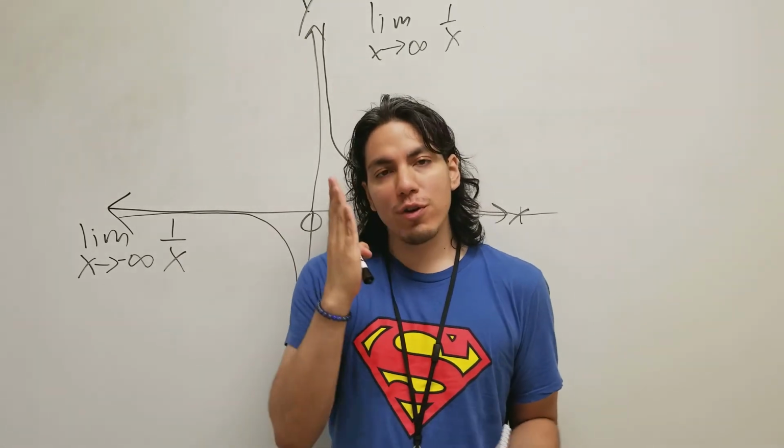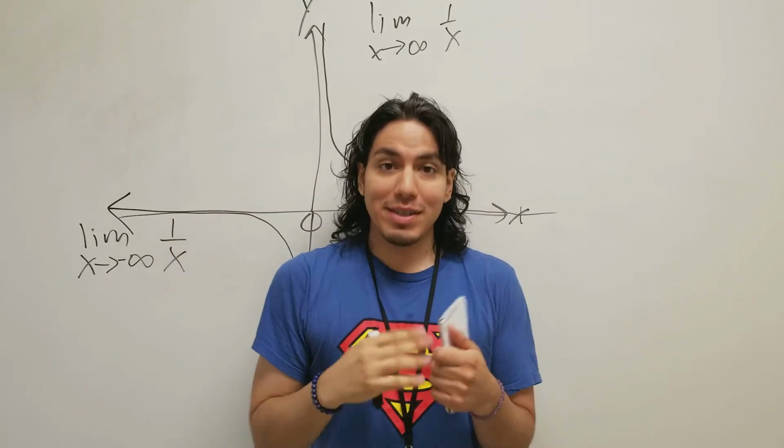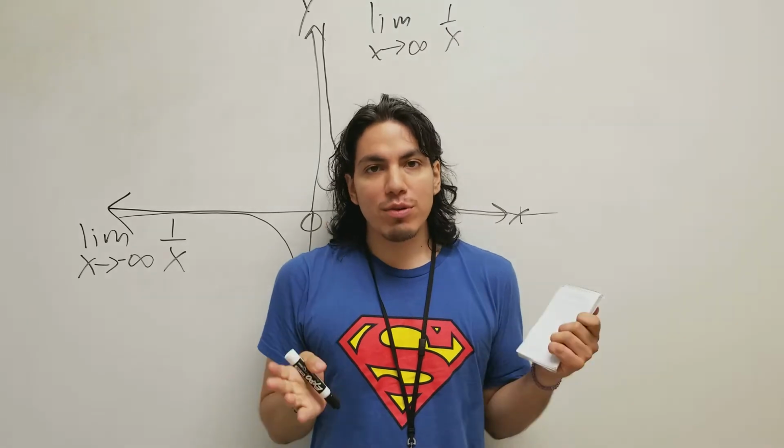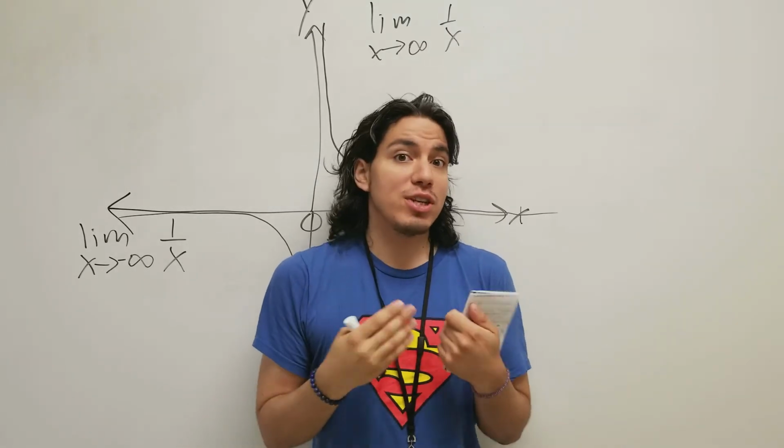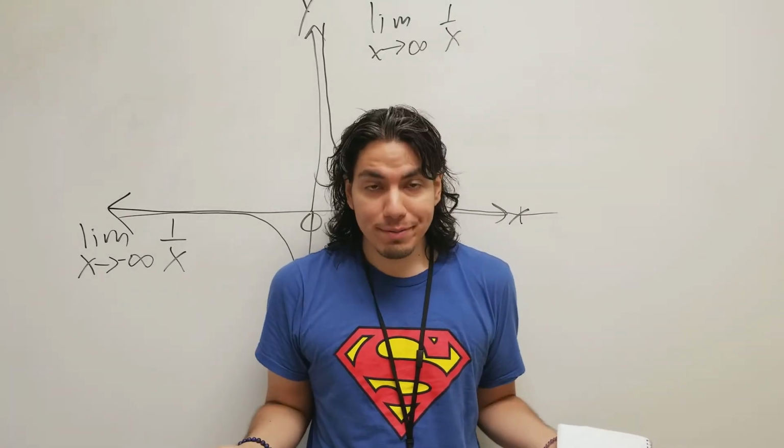So I hope the vertical and horizontal asymptotes make sense now. And just remember, just think of them as barriers that the function cannot pass through no matter what.